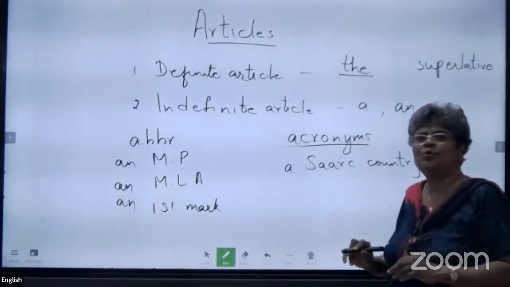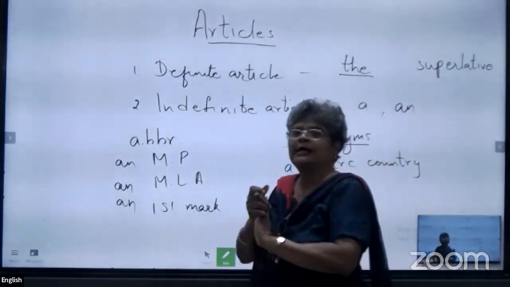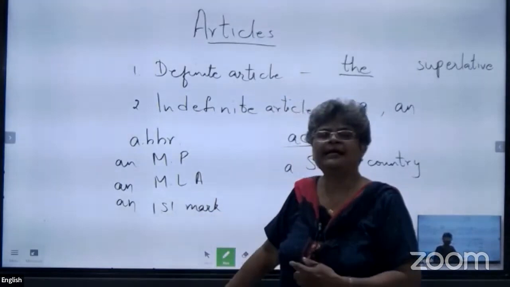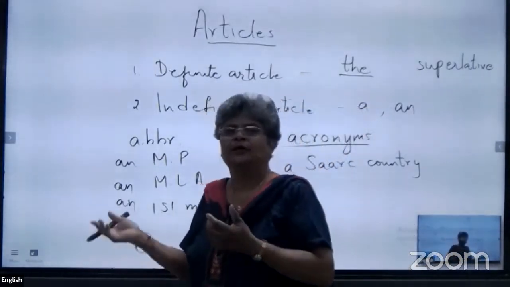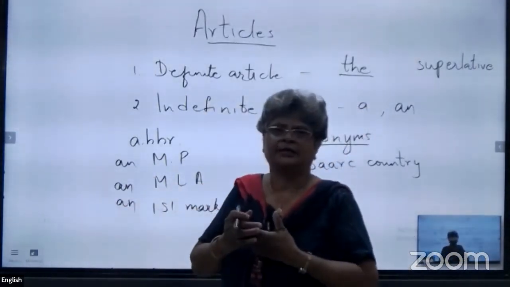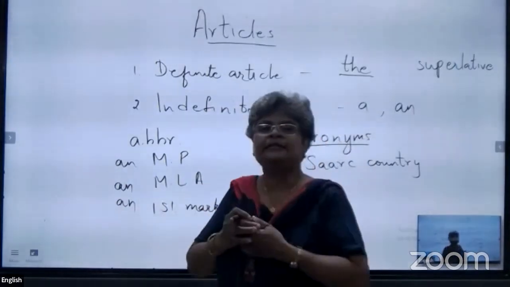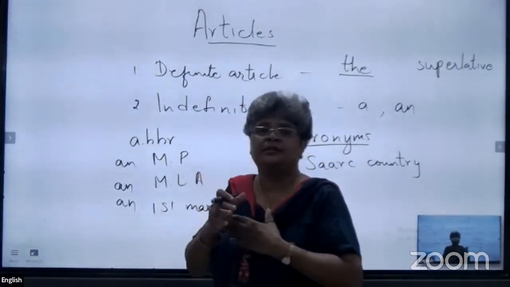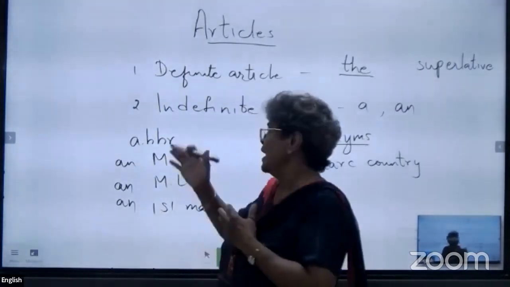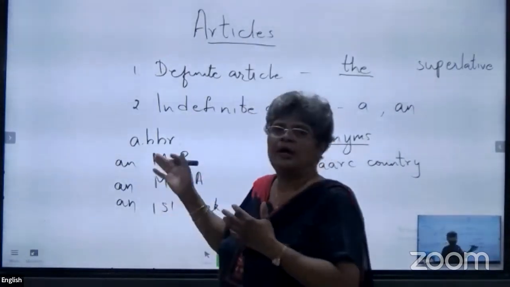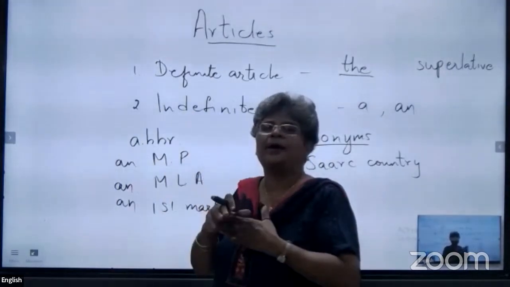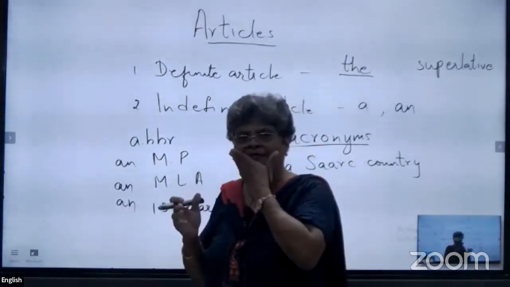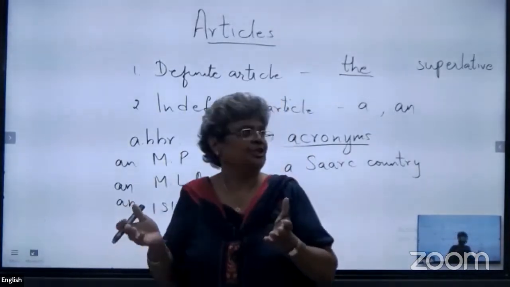So I hope you have understood the two chapters that I have taken, children. Already in school, you have dealt with parts of speech and articles. But there are certain things where I found children did not understand, especially the verb tree diagram and articles, the acronyms and the abbreviations. I wanted to make this clear. I hope you have understood, children.